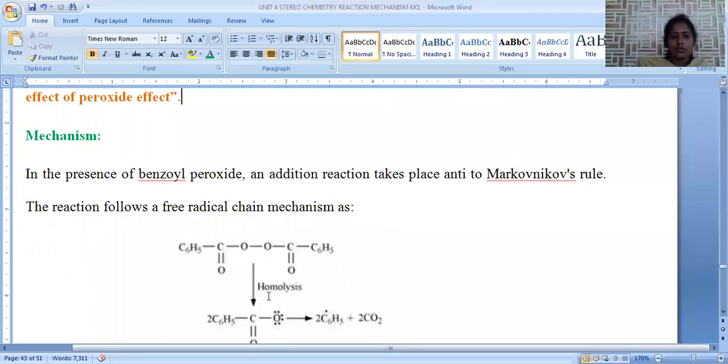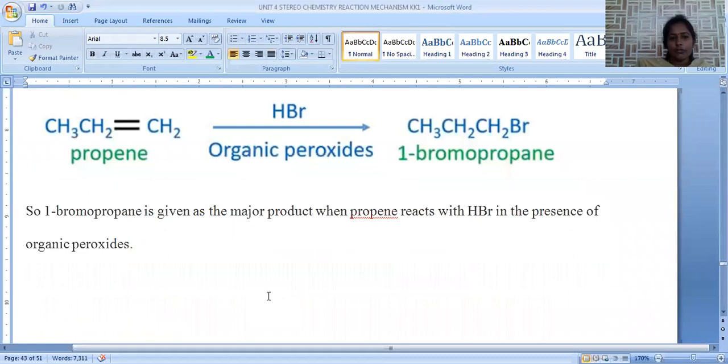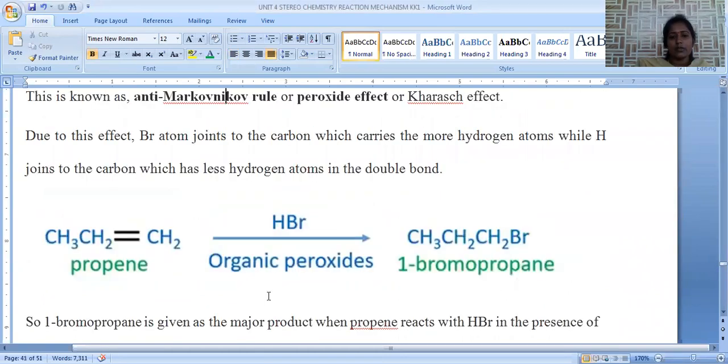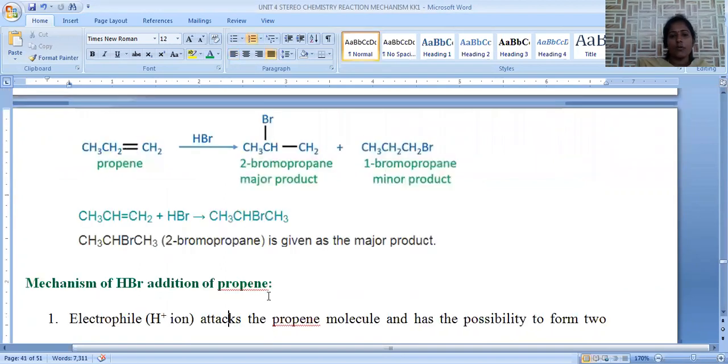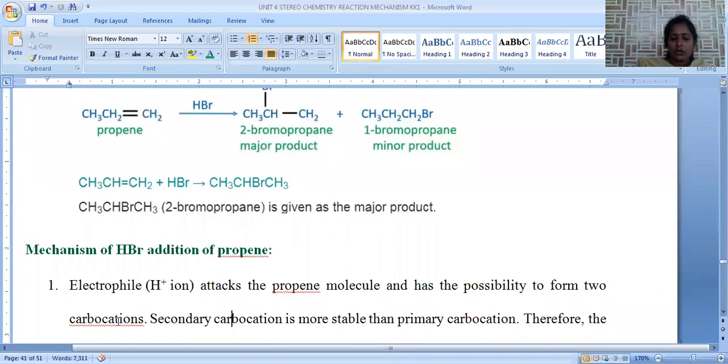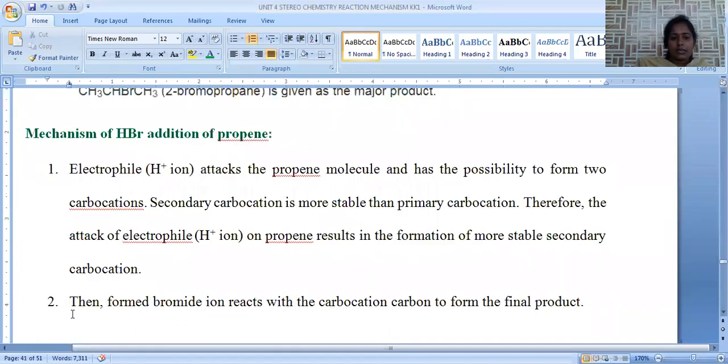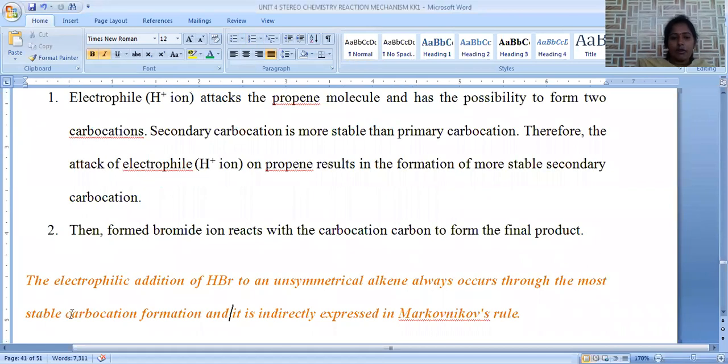Okay. So the secondary carbocation formed in this reaction is more stable. That's the reason why the reaction proceeded with 2-bromopropane. Okay, so let us see. The bromide ion reacts with the carbocation, then forms the final product. Here, let us state Markovnikov rule again.